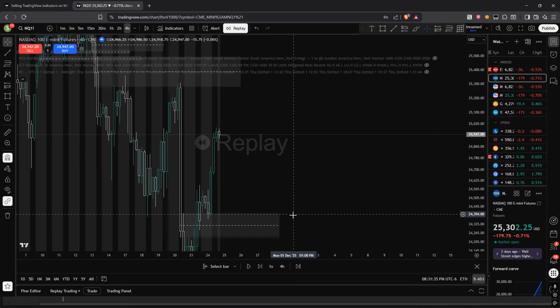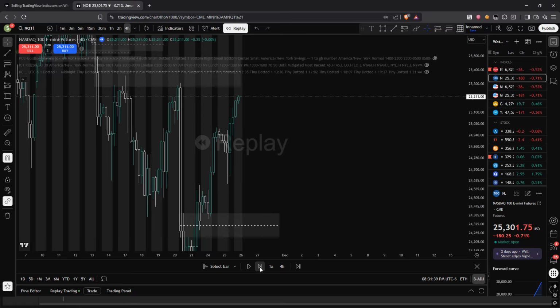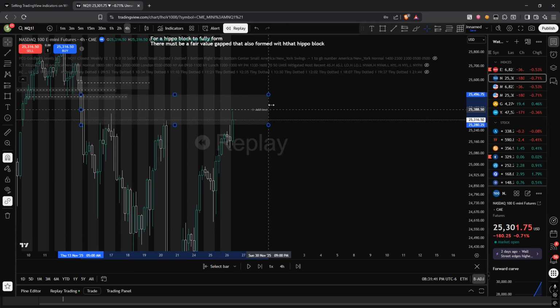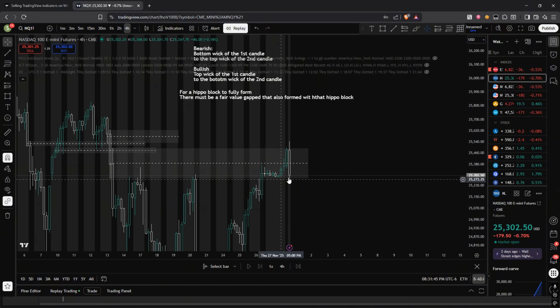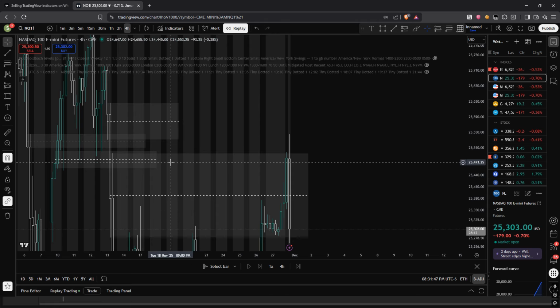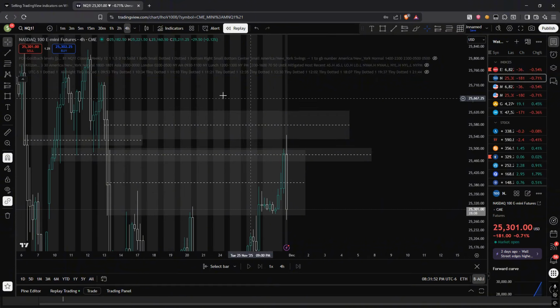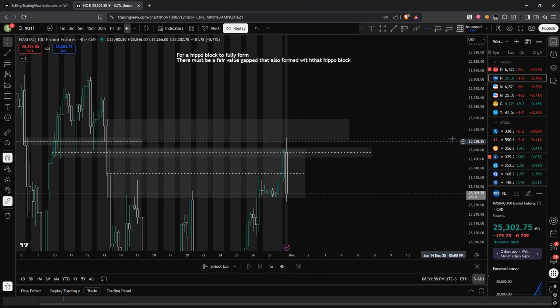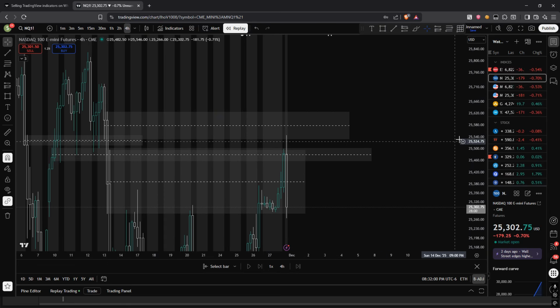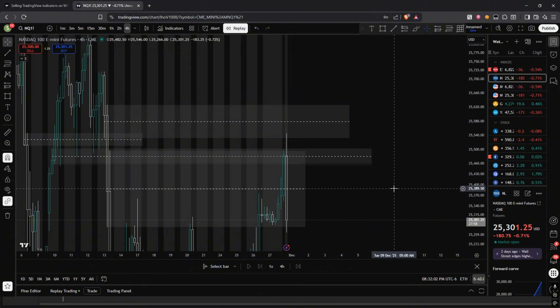So the idea of an inverse Hippo block actually works. And then we tap into it again, and then nothing really happens. And now we are in present time. Now I'm going to be going over my weekly bias going into this week, because today is Sunday and we are currently in Asia session and we dumped like 300 points in Asia session.